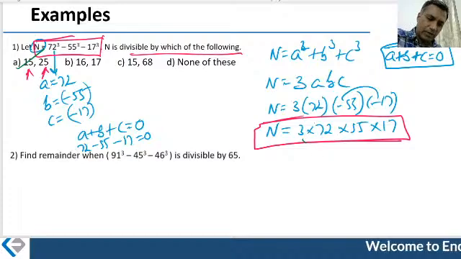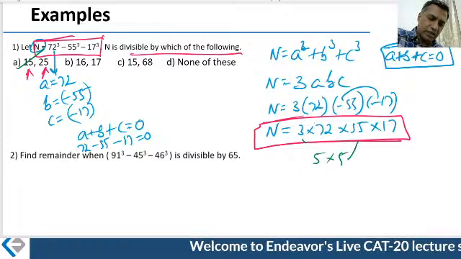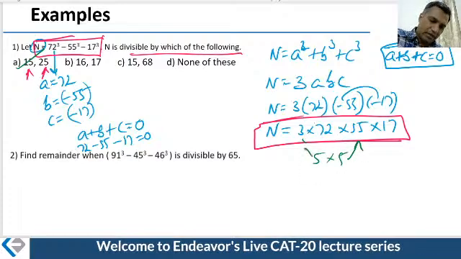Let's take a look at the second part. 25 means what? 5 and 5. This 5 cancels here. But do I have another 5? No. Therefore, this 5, no. So you say that it is divisible by 15 but not 25. Therefore, choice A cannot be my answer.